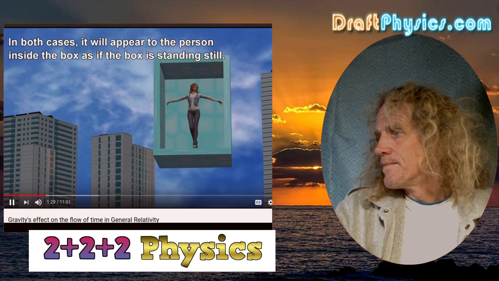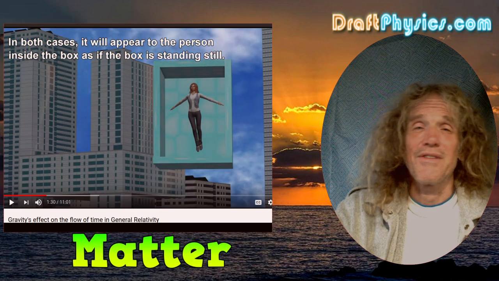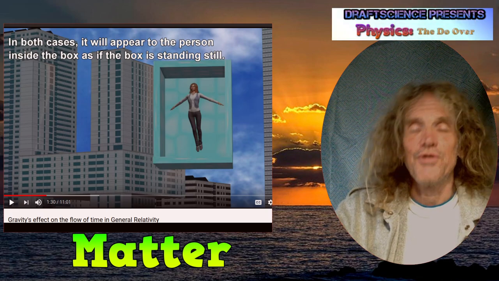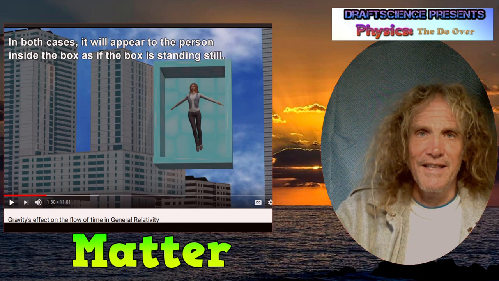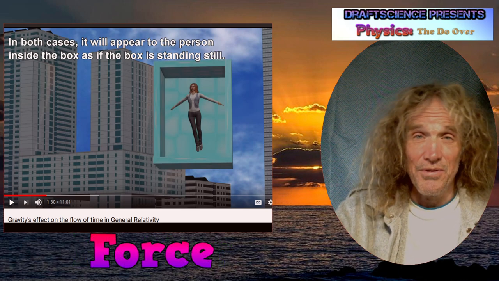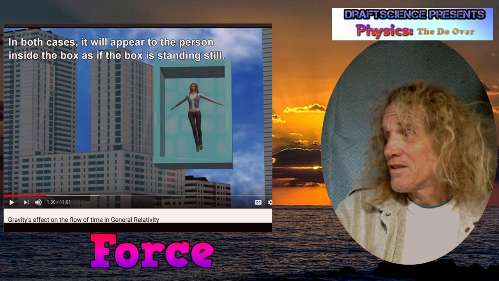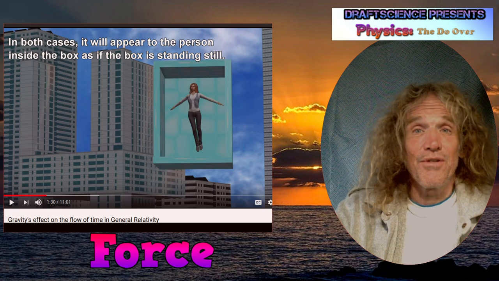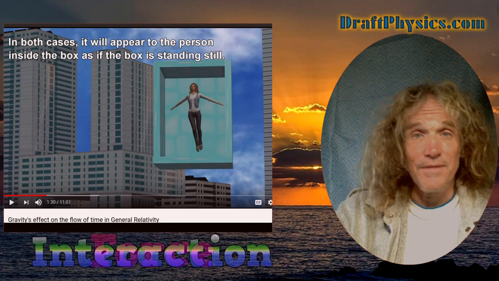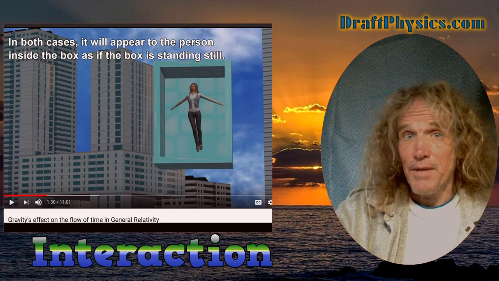In both cases, it will appear to the person inside the... So in both cases, it will appear. So again, more of this stuff like, oh, well, it appears? Well, guess what? We know better. You can know better, okay, that the appearance really isn't what's really happening. Just like an optical illusion, you can be fooled. It really has nothing to do with gravity, because there is no gravity in this illustration. There's just a moving box, and of course something else in the way of the box is going to be affected by the box moving.